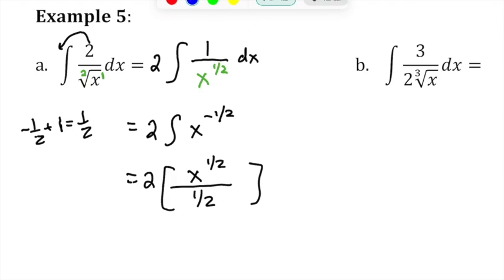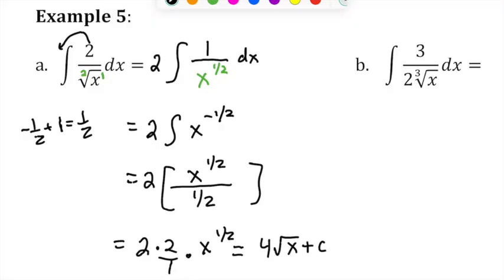And then again, divide changes to a multiply, and we reciprocate. So this equals 2 times 2 over 1 times x to the 1/2. And then since our original was in a radical, we're just going to keep it as a radical. This is going to be 4 root x plus c.